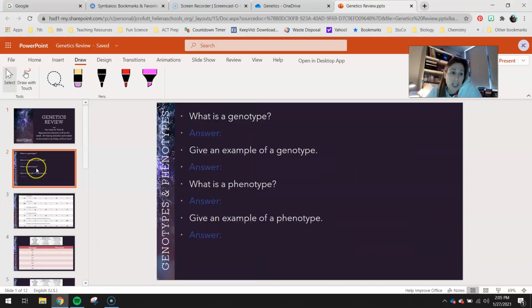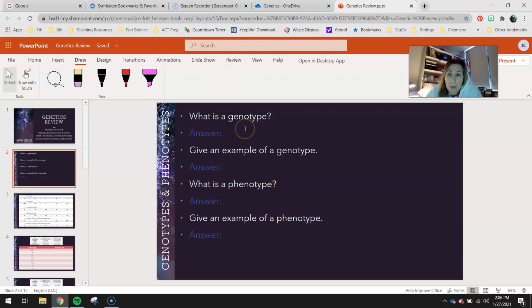All right, so your first section for this was genotypes and phenotypes. We talk about just the definition of a genotype and a phenotype. I'm going to go through some of these just verbally with you guys, and then other ones that are a little bit easy, I'll just use the draw tool to write an answer for you guys.